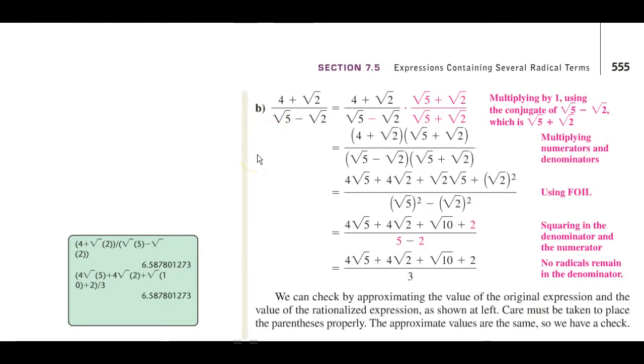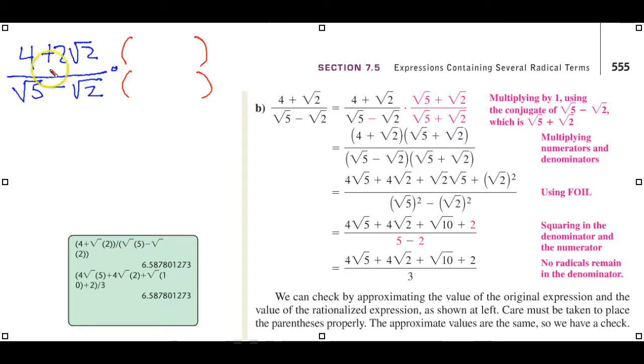Now here's one that's just a little more tedious. Let me set it up for you. As we see this, again we want to multiply our denominator by its conjugate. So same terms, opposite signs. And this is a 1.